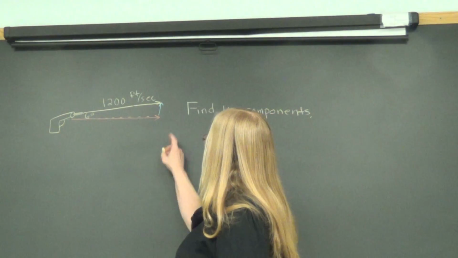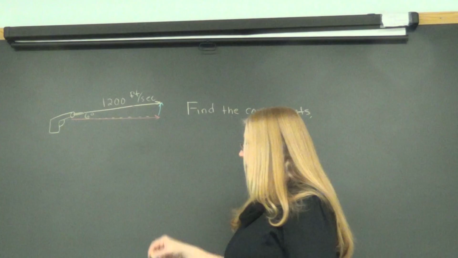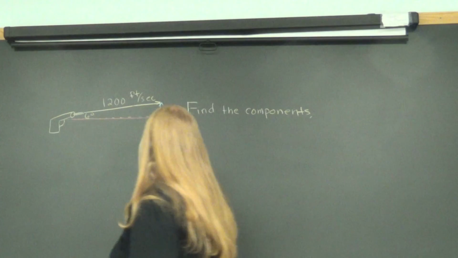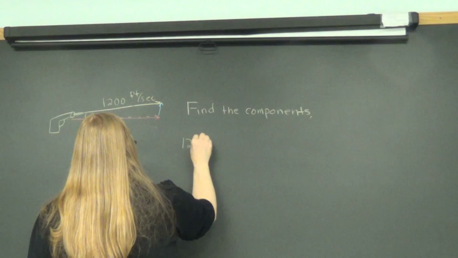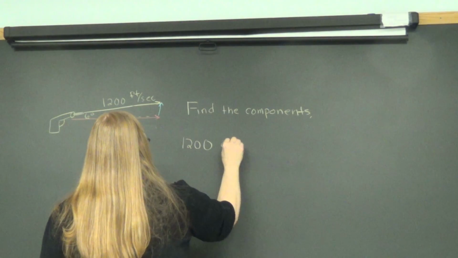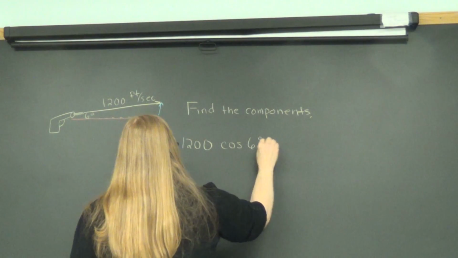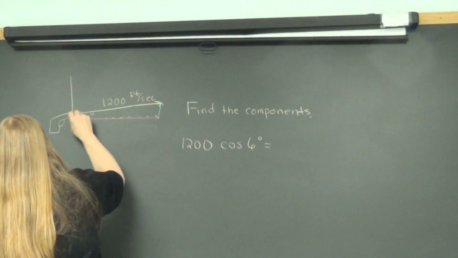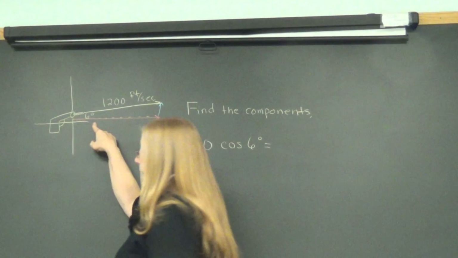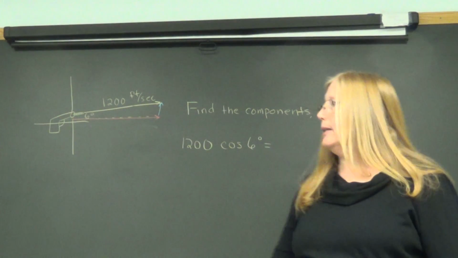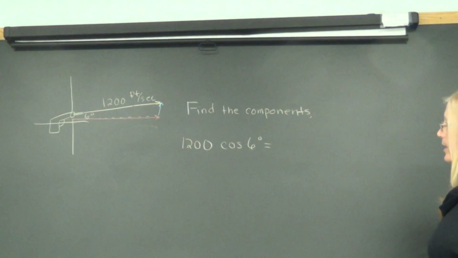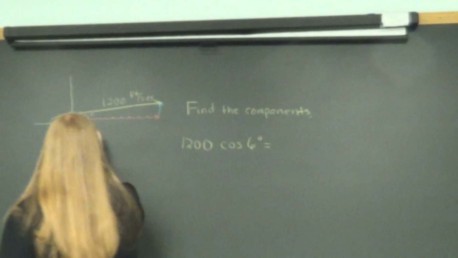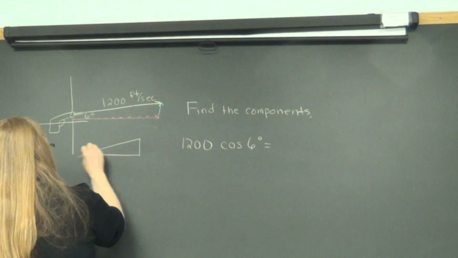So in order to find the length of the components, we always pull out the cosine to do the horizontal part. So it's always 1,200 times the cosine of the angle. So that is, we put this on a coordinate plane. We don't have to make any adjustments for that angle because it's in the first quadrant. So we have 1,200 cosine 6. Do you remember why that's true? Hopefully you do, because this is a right triangle.